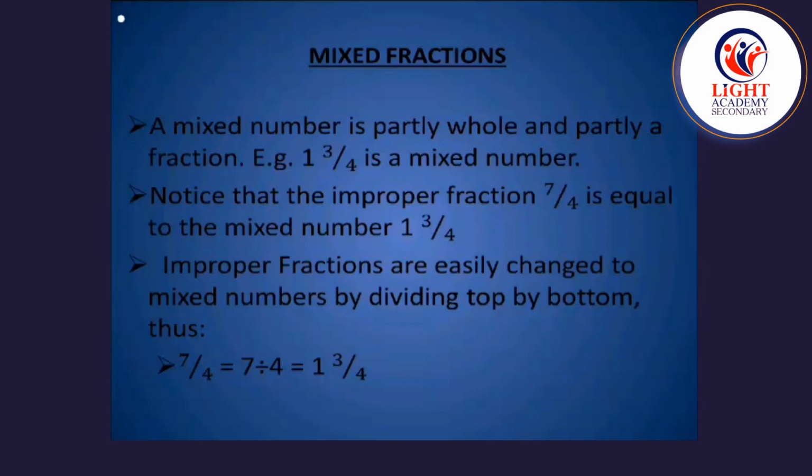This therefore means that improper fractions can be changed to mixed numbers by dividing the top by the bottom. We have an example. 7 out of 4 is the same as 7 divided by 4, which will in turn give us 1 whole number, 3/4.